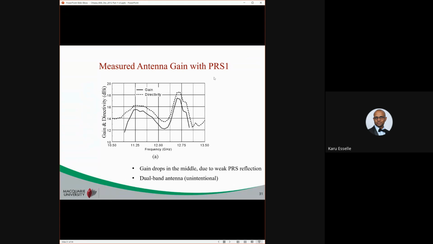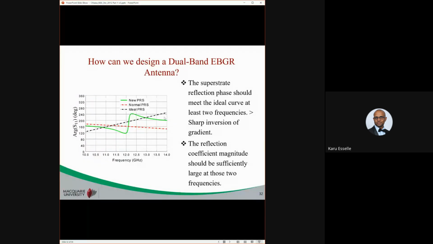Then PRS1 is actually a dual band antenna. It has good gain, reasonable gain here. The gain drops and it increases again. So that is because it meets the cavity resonance condition here and here, does not satisfy cavity resonance condition in the middle. So that is a summary of how to design a dual band resonant cavity antenna.